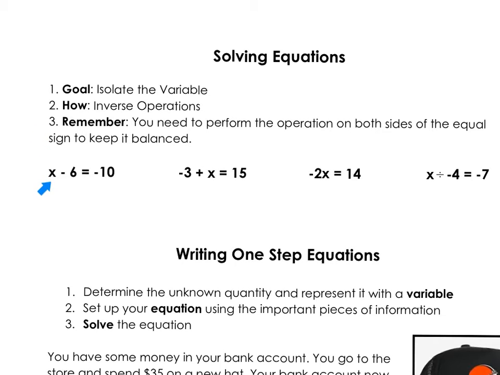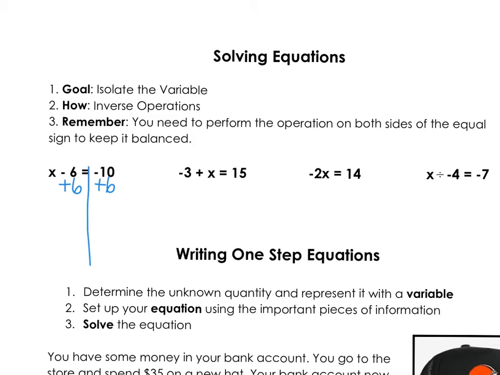So step 1 is to isolate the variable. That's our goal. We want to get x by itself, but right now we have this minus 6 next to it. So in order to get x by itself, I need to do the inverse operation of minus 6. So the inverse of minus 6 would be plus 6.